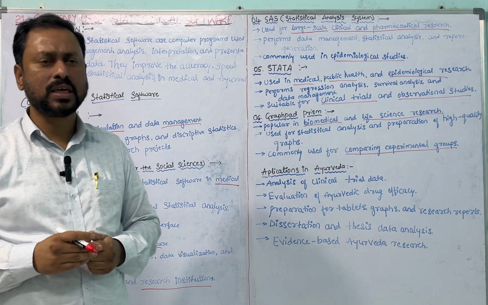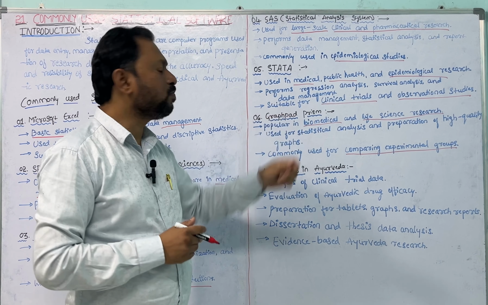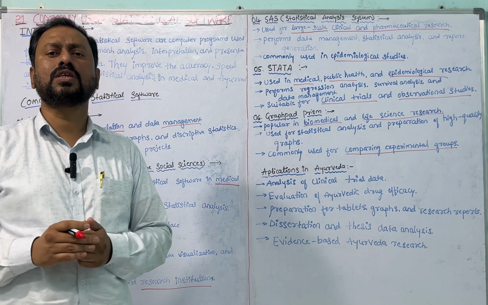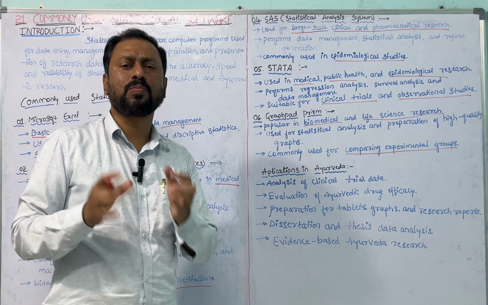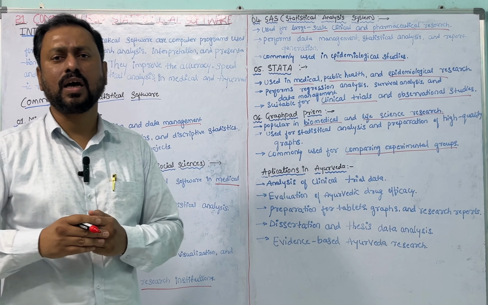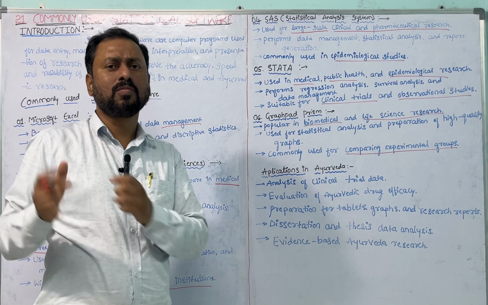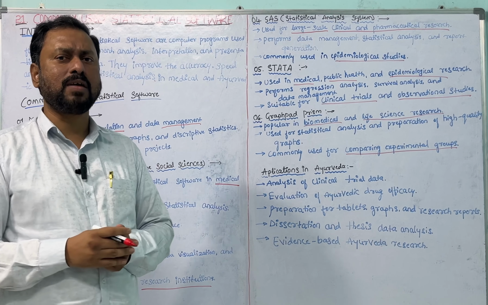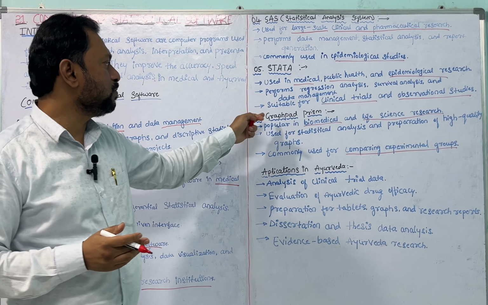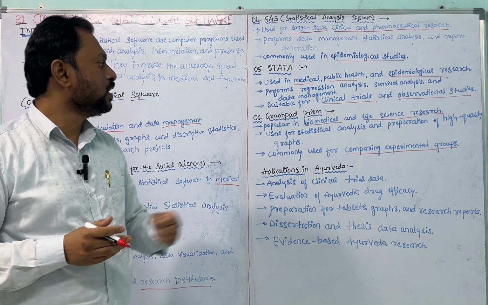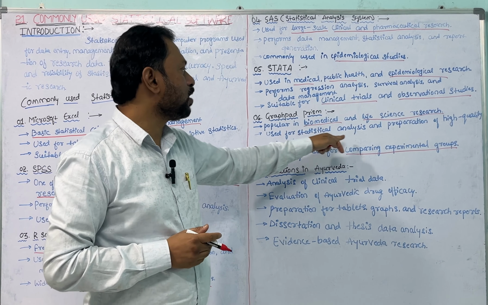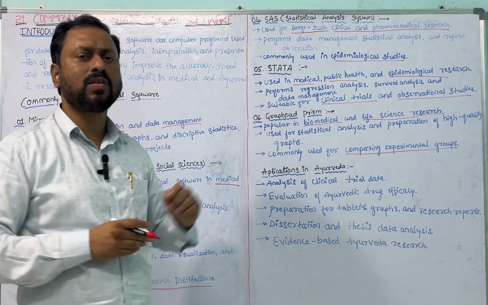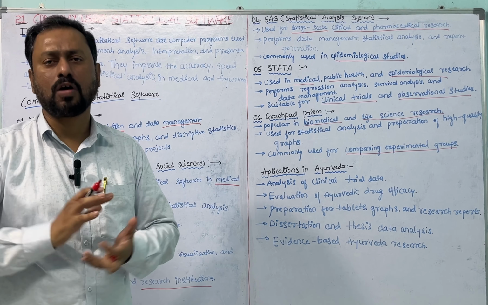The next one, the sixth one, is GraphPad Prism. It is very commonly used in publications, as well as in preparing a thesis and for PhD research work publication. The name itself gives the idea, graph. Commonly we use this software for preparing high quality graphs.